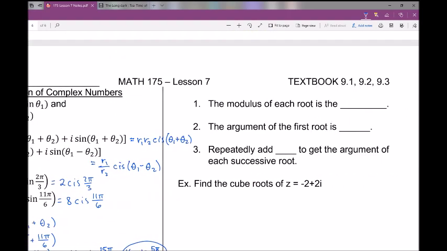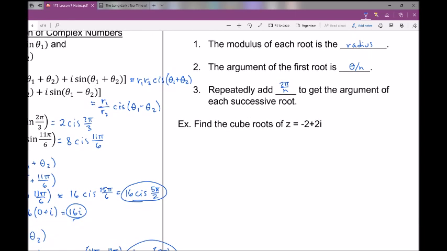So just a few more definitions first. The modulus of each root is the radius. The argument of the first root is theta. And so we repeatedly add 2 pi over n to get the argument of each successive root. Sorry, this should be theta over n. And so basically, like I said, that's what contributes to each root being equally spaced around the origin. And definitely check out the polygon thing if you have time.